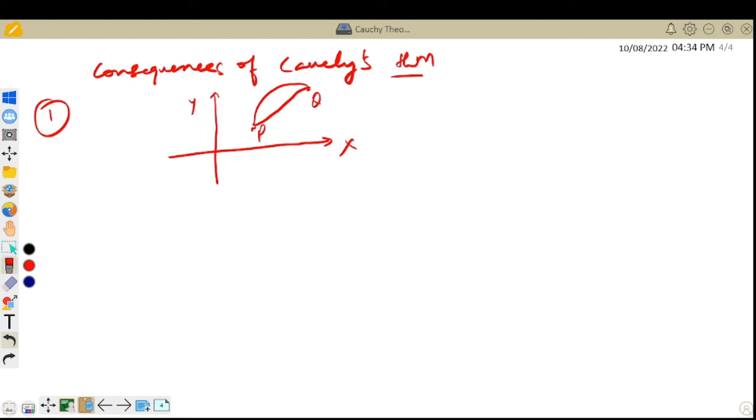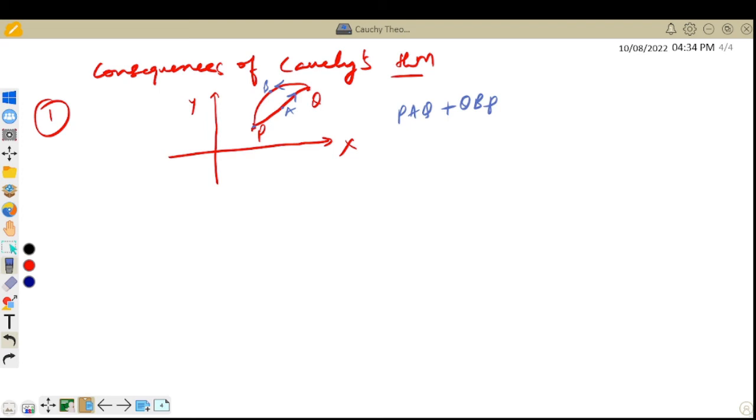So how do you traverse? Once again I'm going to take 2 points on this curve, let us call them A and B. So how to traverse from P to Q here? As you know, if you want to apply Cauchy's theorem, it should be a closed curve. I'm going to travel from P to Q along PAQ plus the QBP curve.